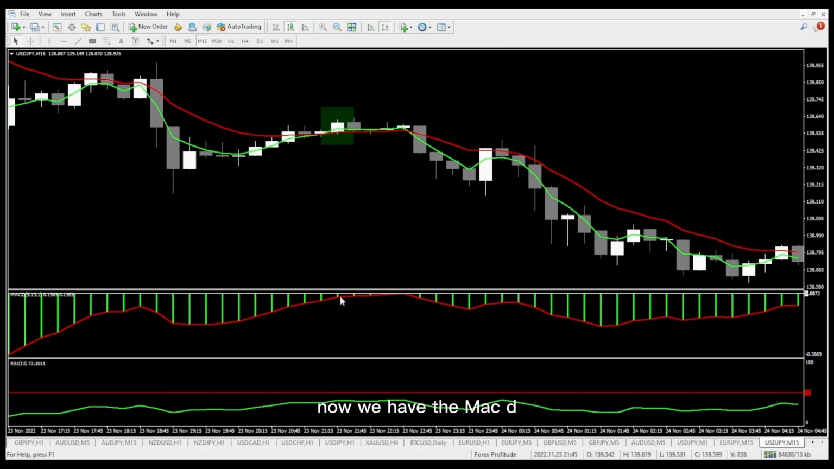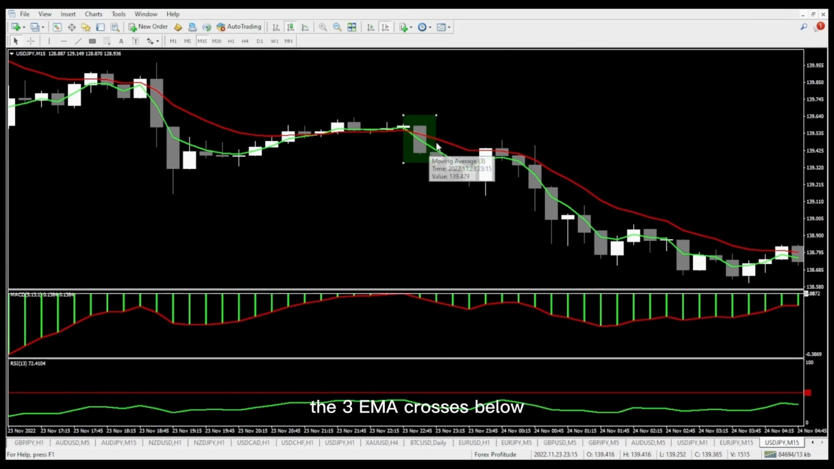Now we have the MACD remaining below the 0 line this whole time. We've got the RSI remaining below the 50 level this whole time. So what we're looking for now, because all 3 sets of indicators aren't in agreement, is for all 3 sets to come back into agreement. And that happens on this candle right here. This gray candle gives us that shorting opportunity.